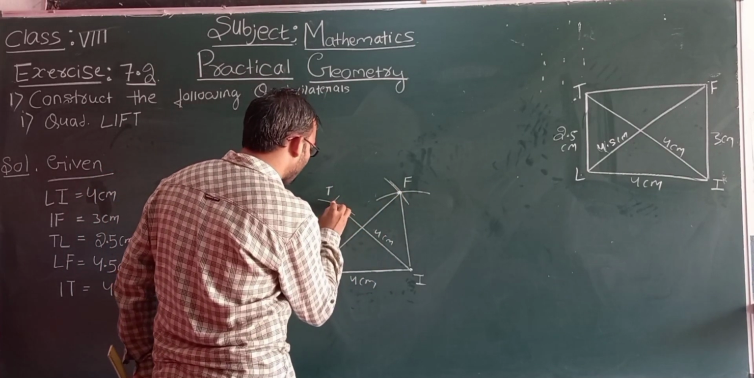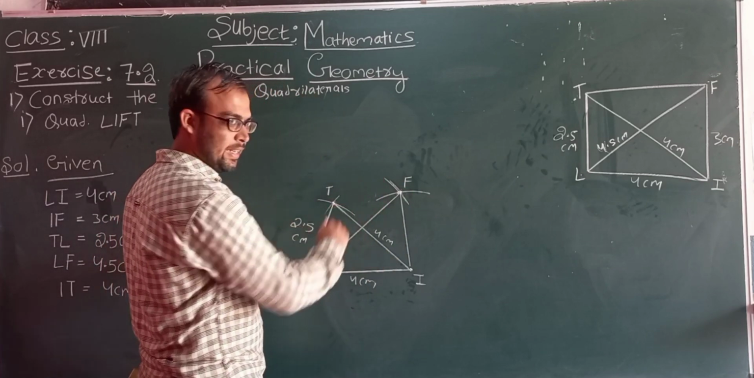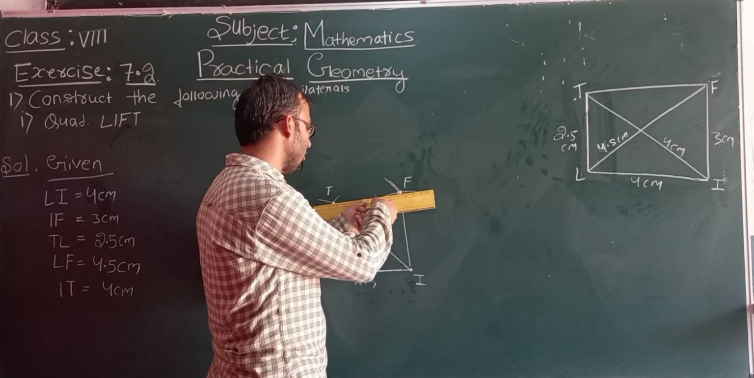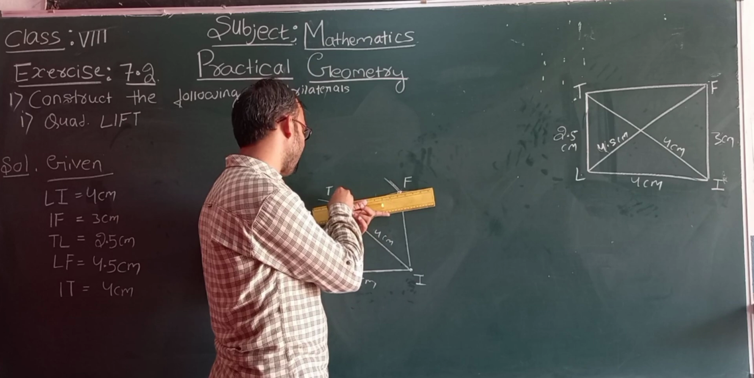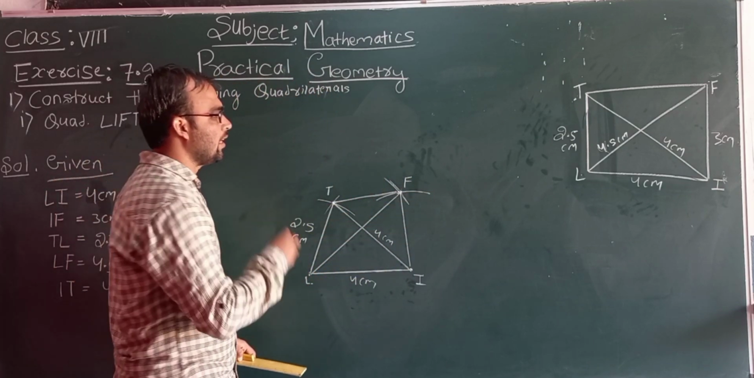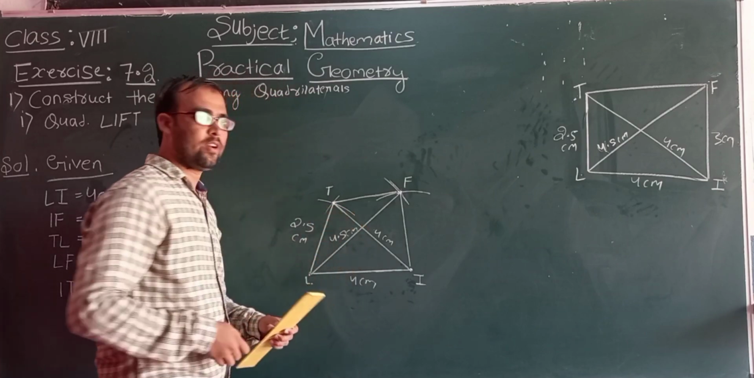Now students, you have 2 points now, so no need of marking here. As you have 2 points, you can draw the straight line. So here join TF. So this is the required quadrilateral.